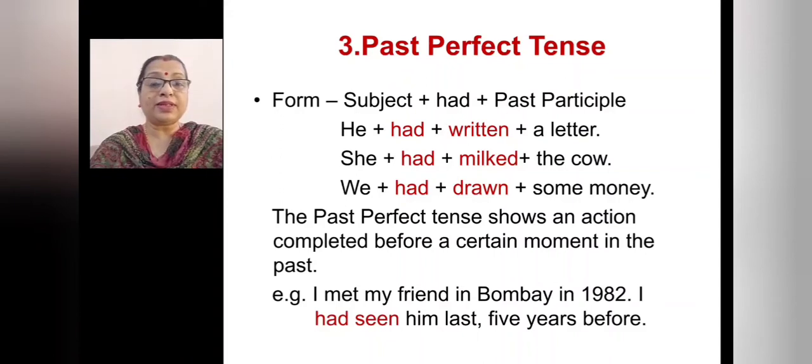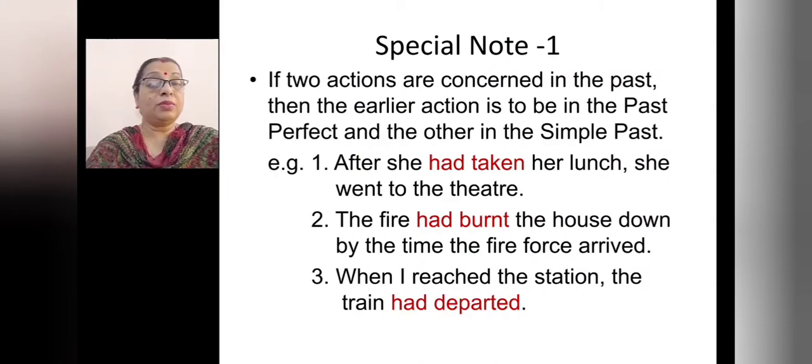So the past perfect tense shows an action completed before a certain moment in the past. Example, I met my friend in Bombay in 1982. I had seen him last 5 years before. Some important things you have to remember while writing past perfect tense. Let's see. If two actions are concerned in the past, then the earlier action is to be in the past perfect and the other in the simple past.